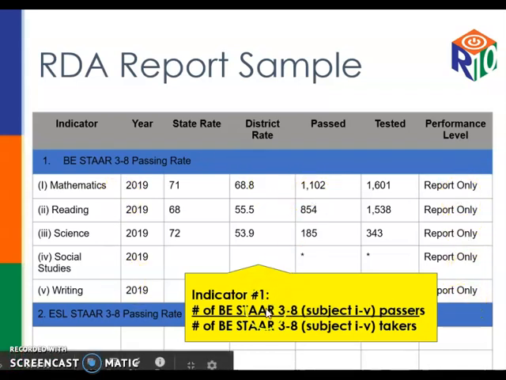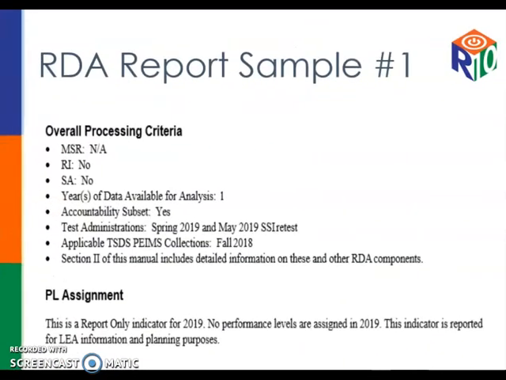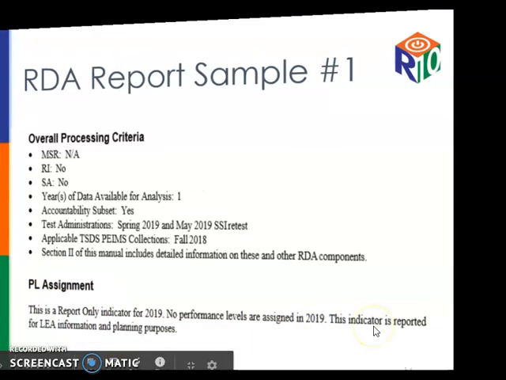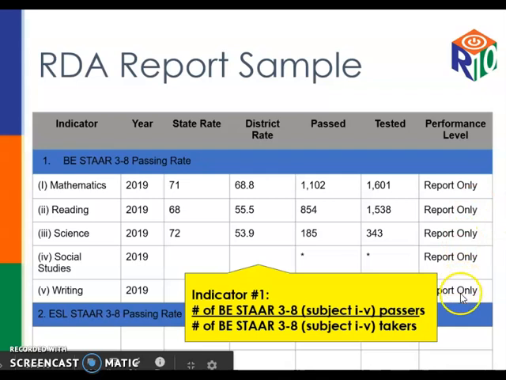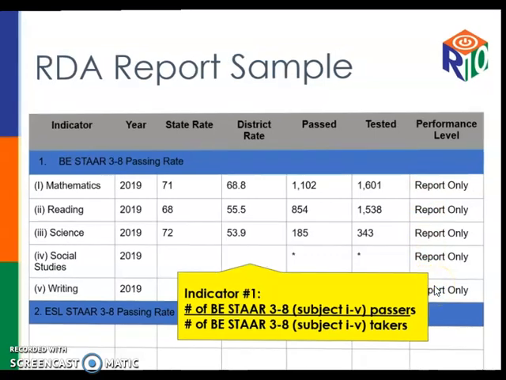So when you follow this formula, which is stated in your manual, you will notice that the district rate is 68.8. And when you do the formula for reading, you get 55.5 as a district rate. Again, because there are no cut points involved, and I'll go back to this because the PL assignment does not provide those ranges, that is why it is report only. Because for this year, cut points are not assigned, so no number is assigned.